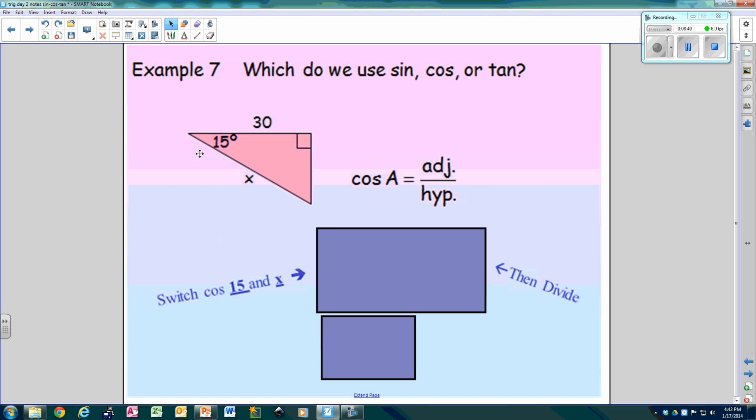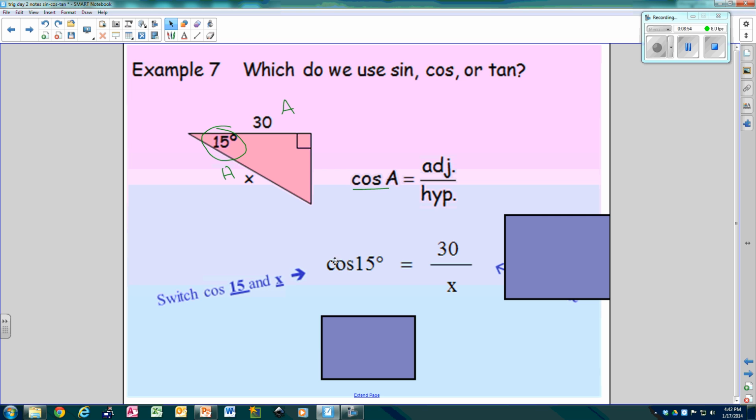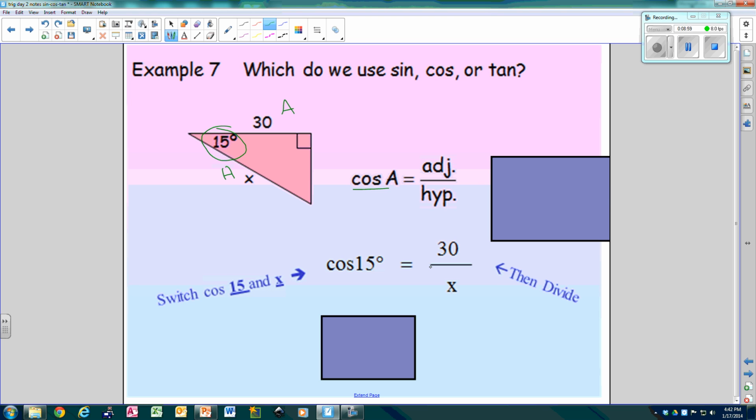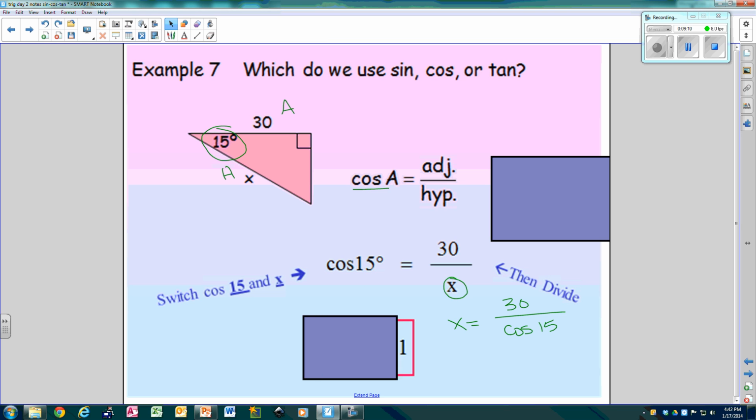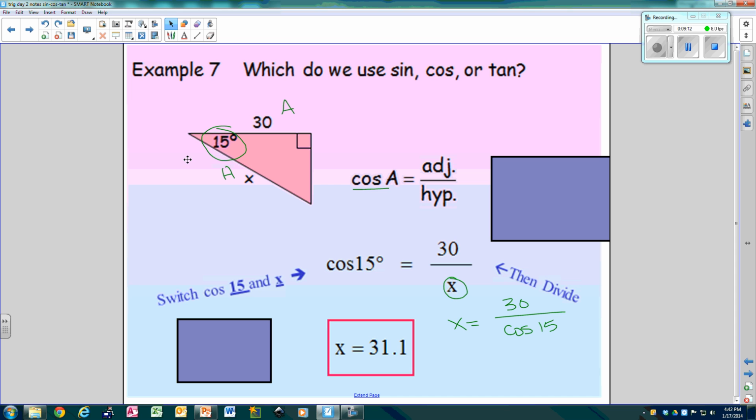Okay, number 7. So we circle our angle. This is our hypotenuse, and this side is adjacent. So we have the A and the H, so we have to use cosine. So plug in the numbers. So the cosine of 15 is 30 over x. So remember, when x is in the denominator, they switch places. So x is 30 divided by cosine 15. And then you type it in the calculator, get 31.1.